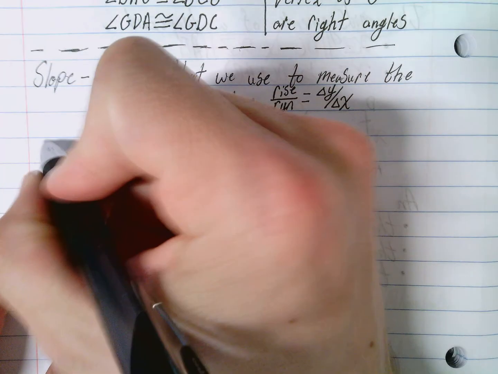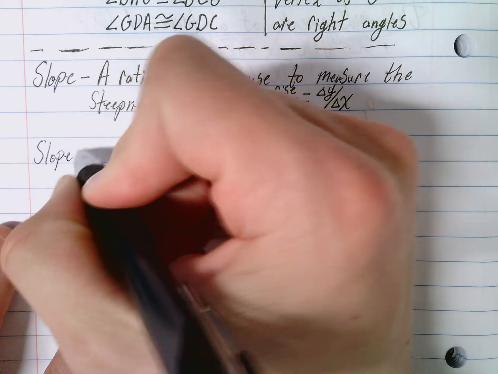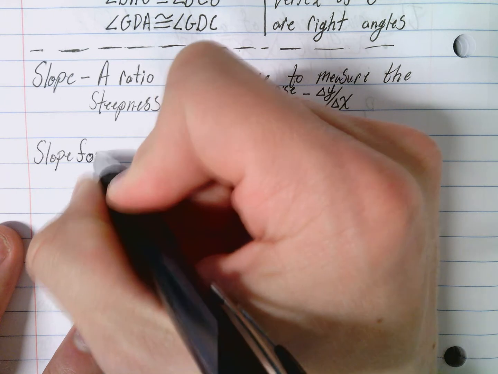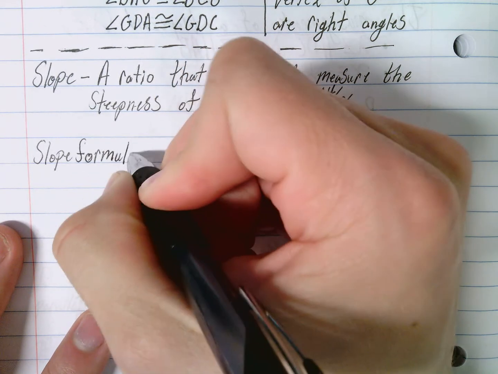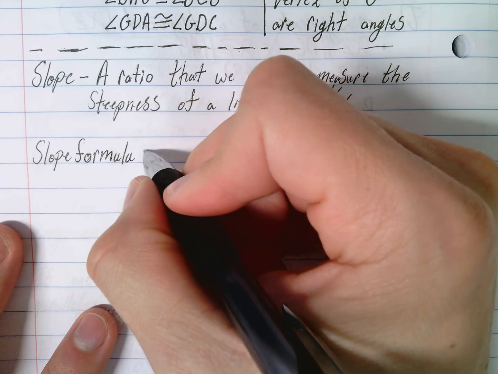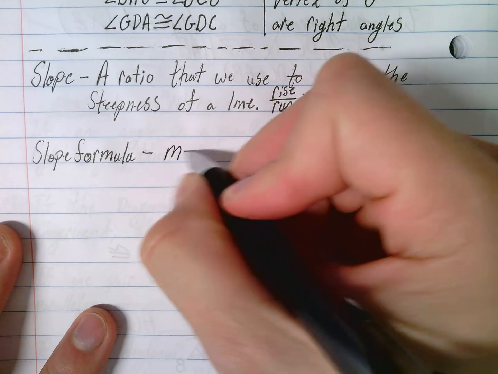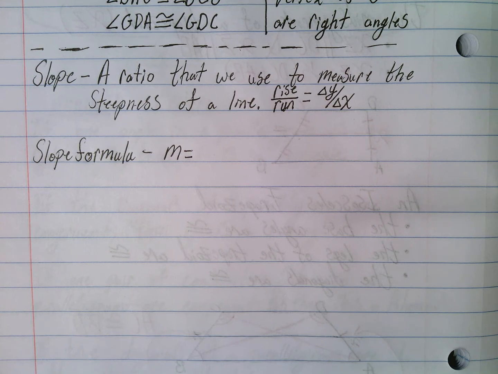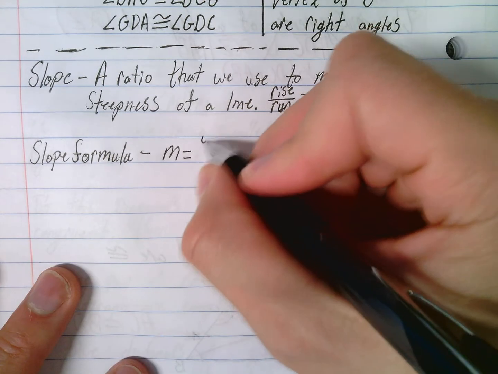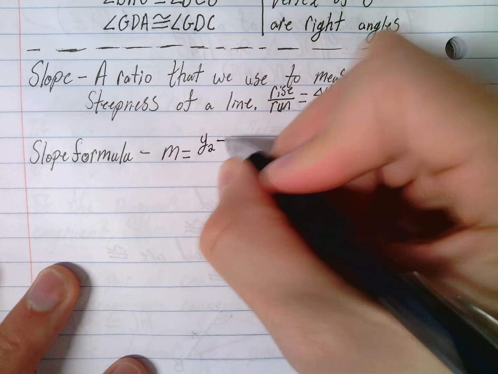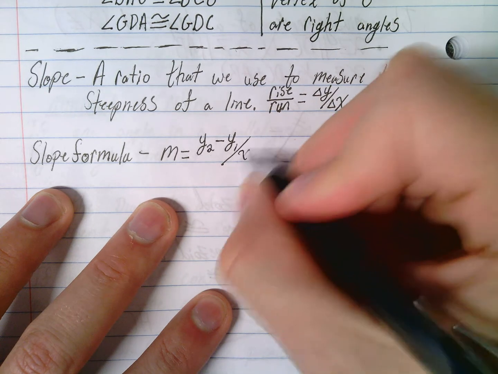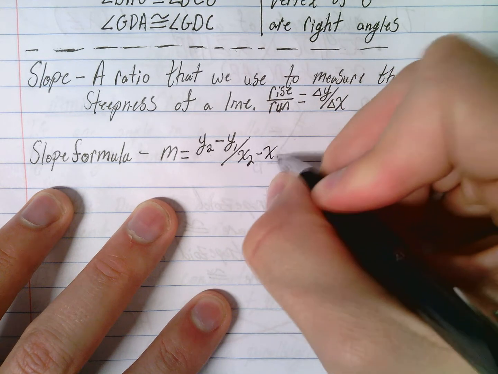The slope formula is the one we spent some time discussing earlier. Let's call it slope formula. This will be m is equal to, does anybody remember what we decided slope formula was? Good, y2 minus y1 over x2 minus x1.